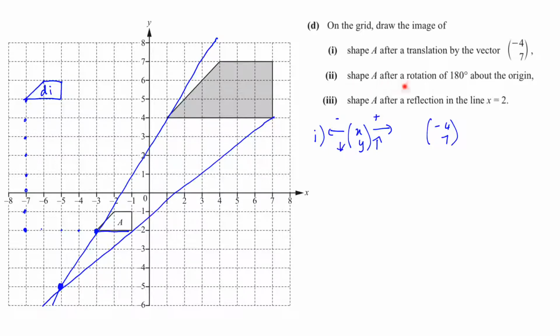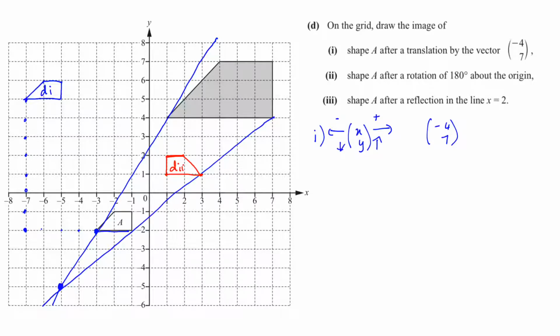Next, shape A after a rotation of 180 degrees about the origin. We can use the tracing paper to do that. It's much easier and quicker. This is the shape you will get after the rotation about the origin. Origin means 0, 0. So this is D2.